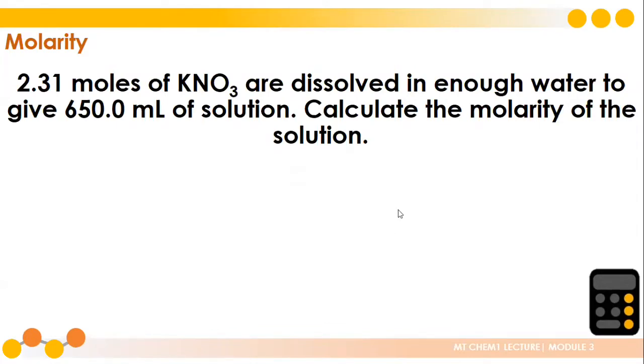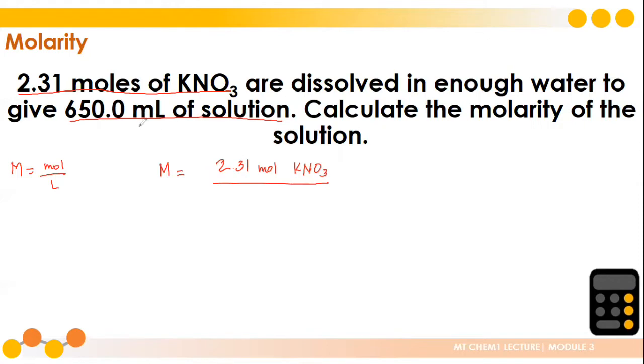We have here 2.31 moles of potassium nitrate dissolved in enough water to give 650 ml of solution. Calculate the molarity of the solution. So we have our givens, which are 2.31 moles of potassium nitrate and 650 ml of solution. For our formula for molarity, we will be dividing moles over liters. Let's do it. We have molarity, and the given is 2.31 moles of KNO3, or potassium nitrate, which you will divide by the liters of the solution.